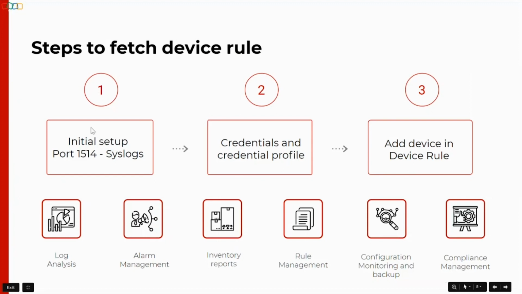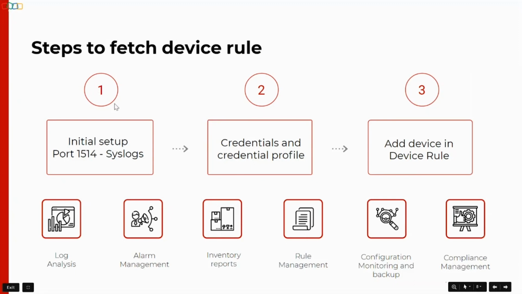And once you do this, you can perform log analysis and alarm management in the firewall analyzer. So step 2 is, once you receive the syslogs, to receive the syslogs from the firewall device to Firewall Analyzer, where a credential profile can be set for the specific firewall device in the Firewall Analyzer tool. Once you do this, you get access to inventory reports, that is, specific reports for each individual firewall device that has been added to Firewall Analyzer for monitoring.